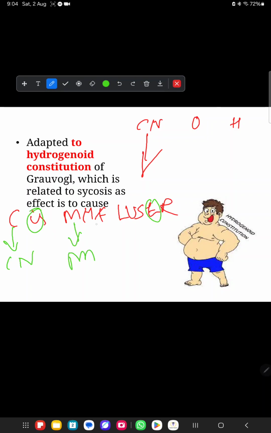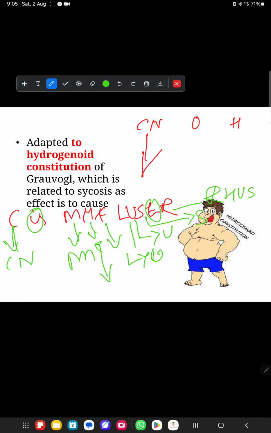M for Mercurius, H for Hepar sulph, A for Alumina, L for Lycopodium, U for Urtica urens, and S for Sulphur. And E for nothing, इसका मतलब कुछ नहीं है. R for Rhus tox. These are the medicines that come under the carbonitrogenoid constitution. कई बार क्वेश्चन आता है related with the carbonitrogenoid constitution, so we have to remember this mnemonic Mahalujar.